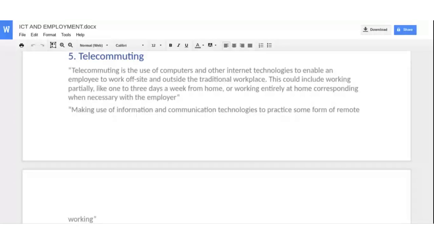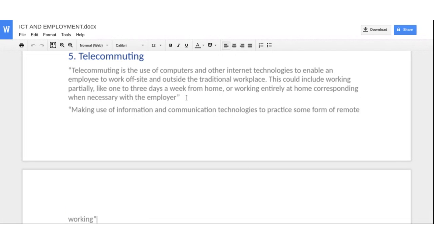So telecommuting is the use of computers and other internet technologies to enable an employee to work off-site and outside the traditional workplace. So that is actually the core definition. The rest of the statement is more of giving more weight to the explanation. But it's also important, it says this could include working partially, like 1 to 3 days a week from home, or working entirely at home, corresponding when necessary with the employer.